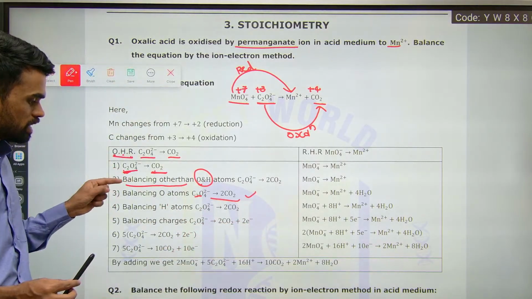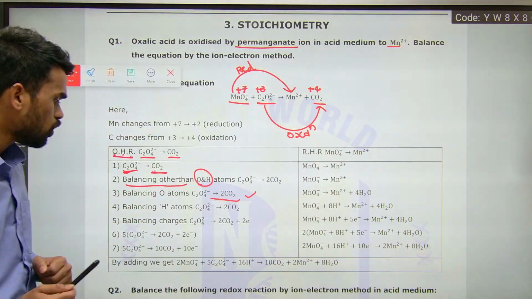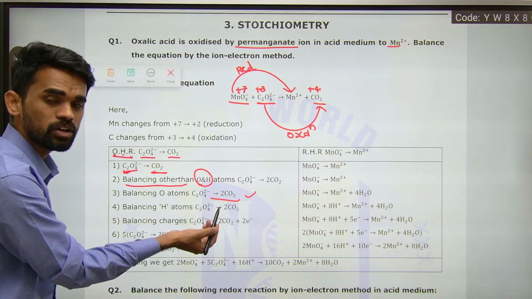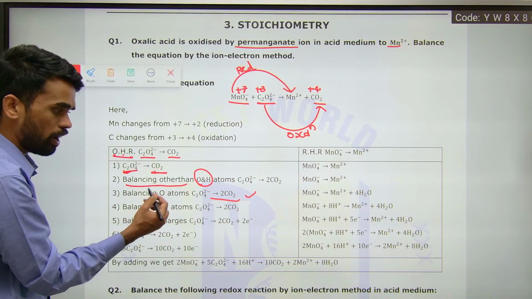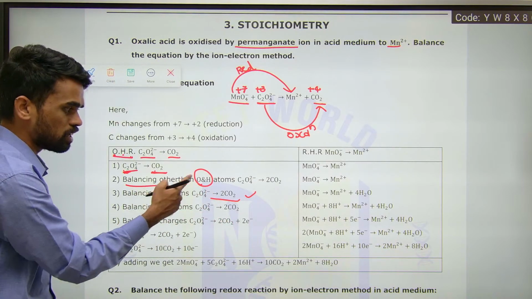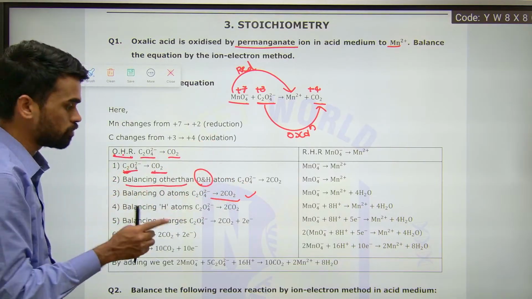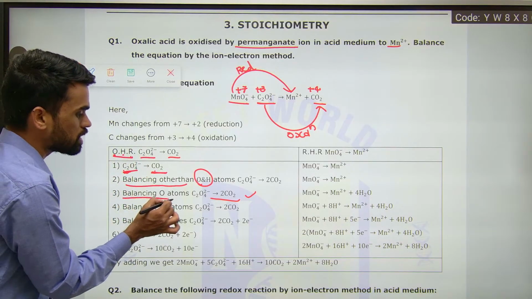In this way, step by step, you should mention it in the exam to get a good score. And after that, are there any hydrogens on the reactant and product side? No, right? There are no hydrogens and oxygens. First, other than oxygen and hydrogen, we need to balance. Carbon is balanced. That is over. Next is to balance oxygen atoms.